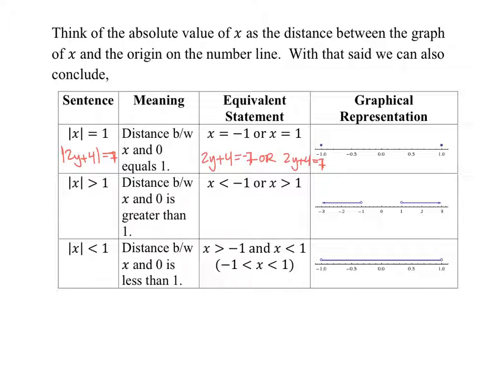What's a number whose absolute value is greater than 1? Give me any number whose absolute value is greater than 1. 2. Give me another number. I'm going to be annoying, I know. 3, etc., right? So those are numbers beyond 1. And what about -2, -3, -4? Those are all numbers whose absolute values would be greater than 1.